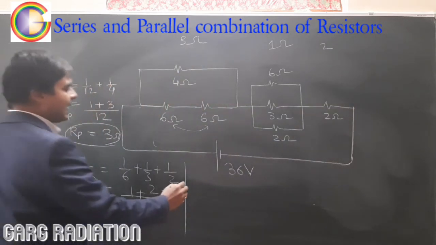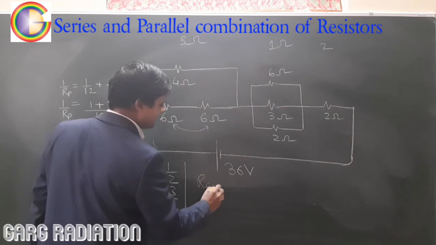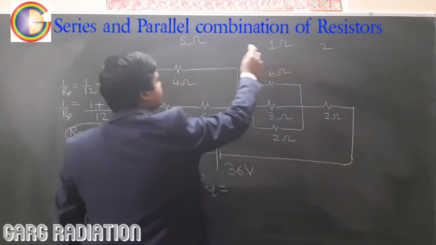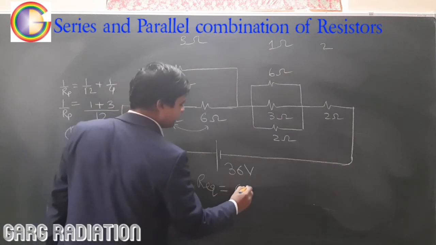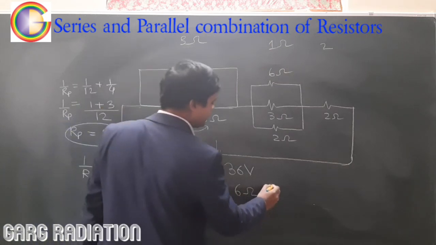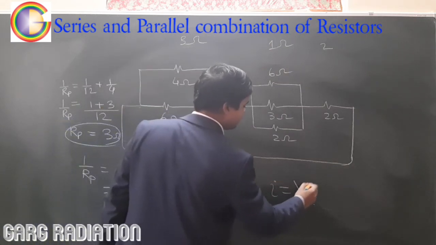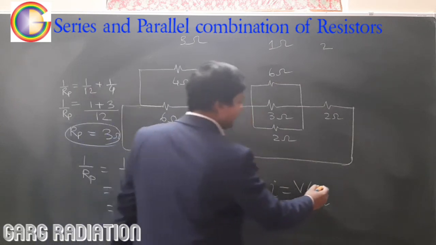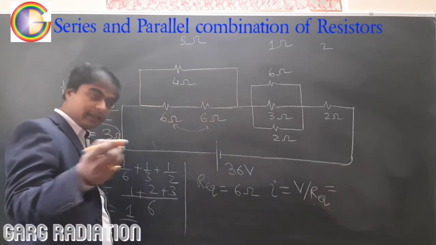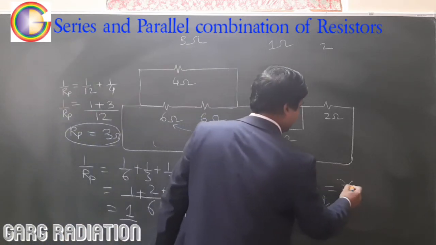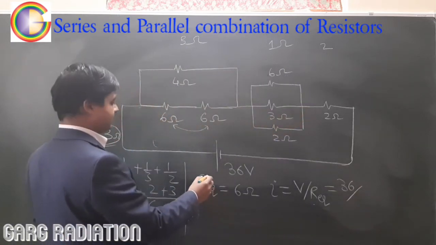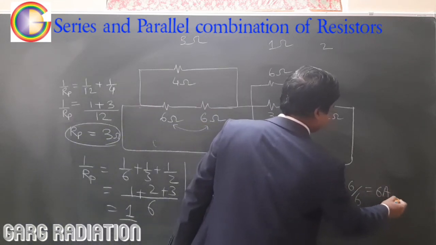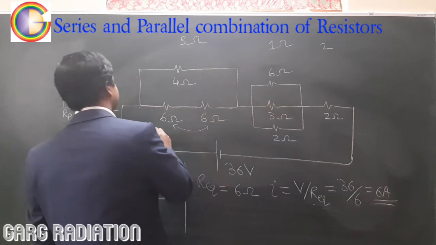So what is total R equivalent? R equivalent is 2 plus 1, 3 plus 3, means 6 ohm is the R equivalent. So what is current? Current is V upon R equivalent. V is 36, 36 upon R equivalent, which is 6 ohm. So we get 6 ampere as the current. So we have 6 ampere here.